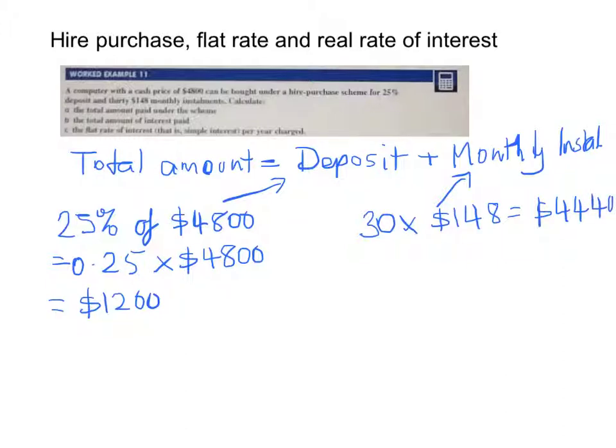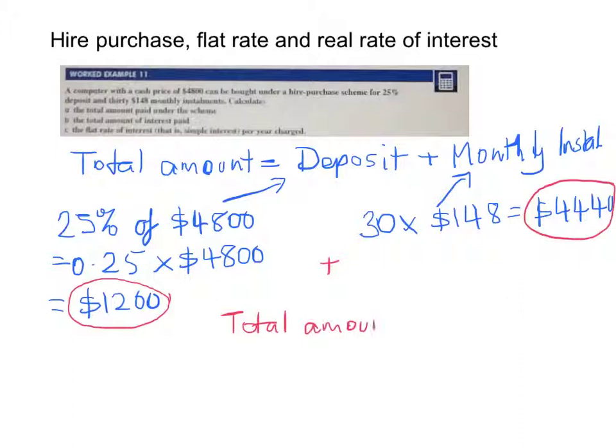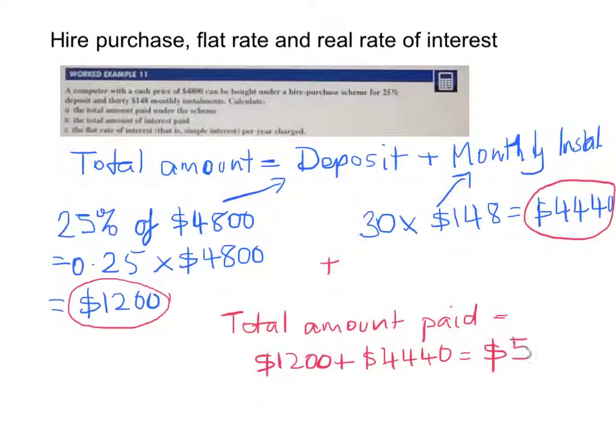So then we can easily find out the total amount paid. So we're going to put this one and this one, and we're going to add them together. So total amount paid is equal to 1,200 plus 4,440, which is equal to 5,640. So that's the first question, or question A, the total amount paid under the scheme.